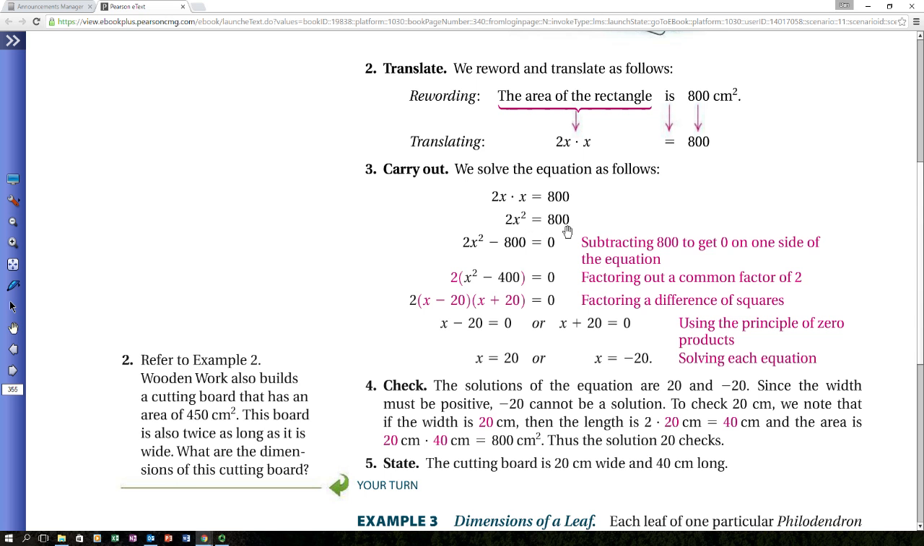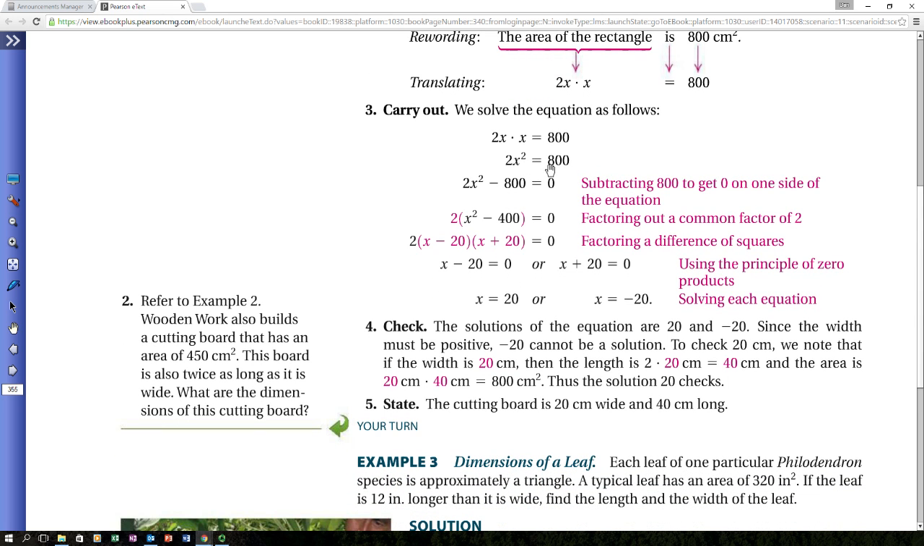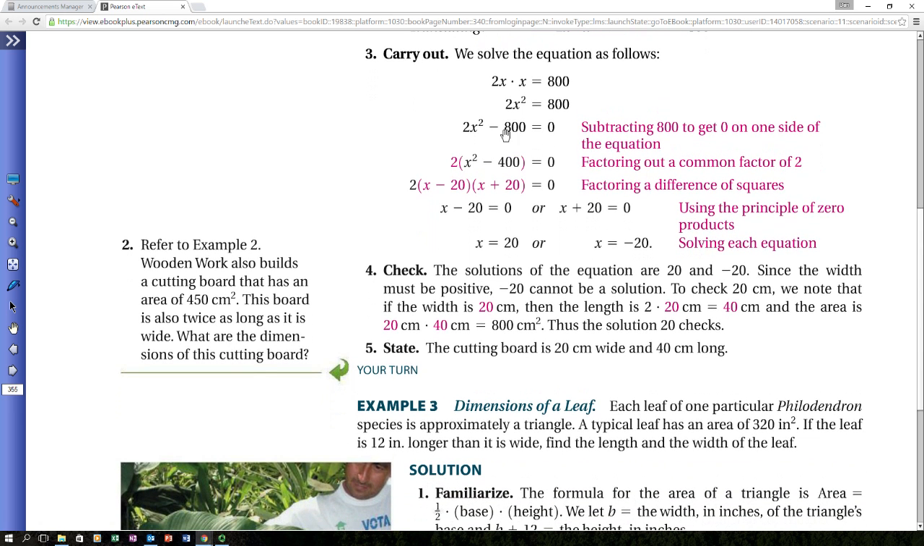2x squared equals 800. Well, I can't do anything with it equal to a number. I want it equal to 0 to use that principle of zero products, and so I add a negative 800 to both sides. Then I factor. Well, again, look for common factors first. This would be very easy to miss here. You say, hey, I don't have difference of squares because 2 is not something squared. But 2 is a common factor between these two terms. Make sure you factor that out.